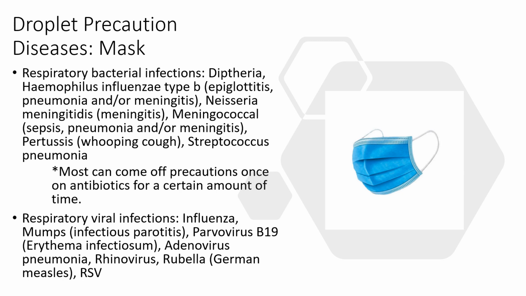The second bullet point is your respiratory viral infections, the flu, mumps, parvovirus, adenovirus, rhinovirus, your rubella, which is your German measles, and then RSV is here again. Don't forget RSV is contact and droplet.